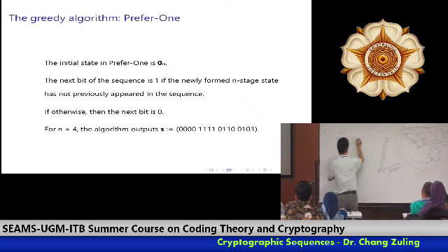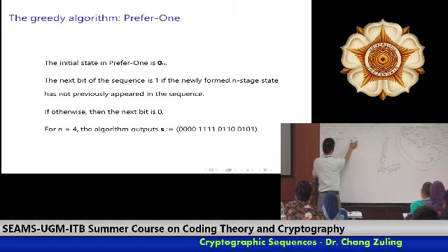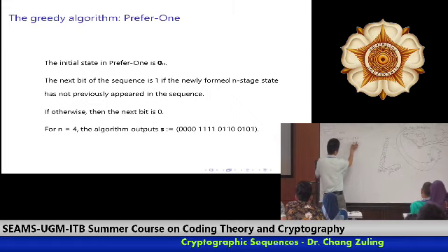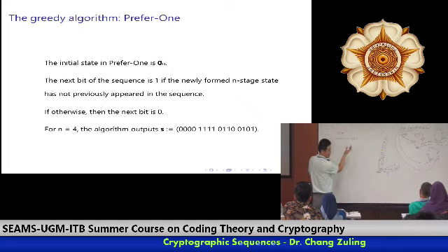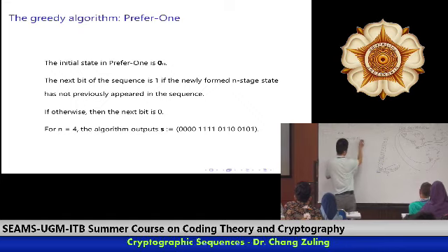And add 1, 1, 0, 0, 1. Has not appeared. Okay, add 1. Add 1. So 0, 0, 1, 1. 0, 1, 0, 1, 1. 0. Add 1. 0, 1, 0, 1. Has not appeared. Okay. Add 1.